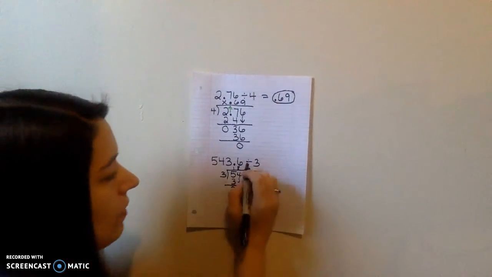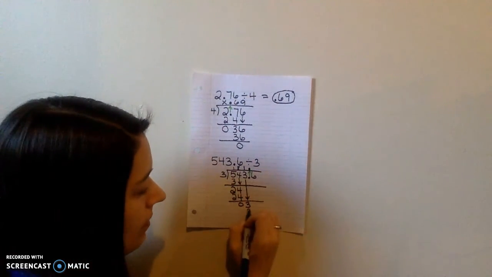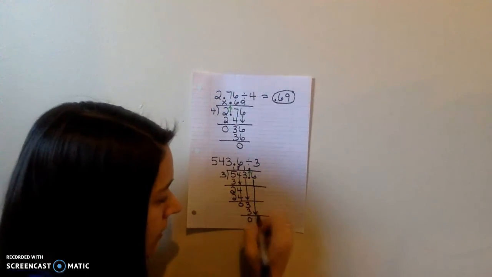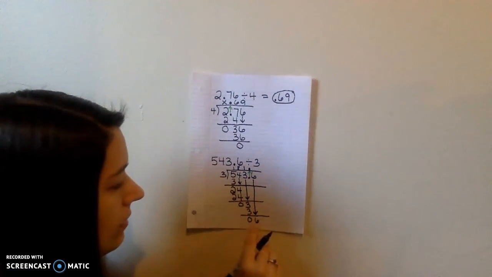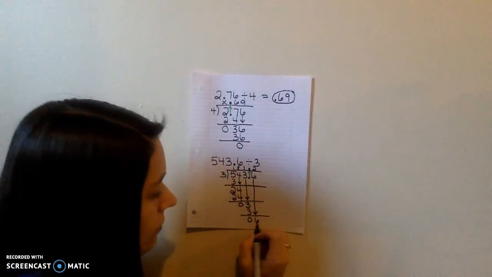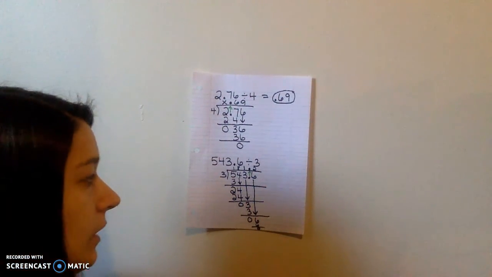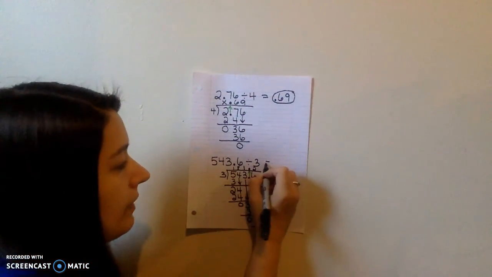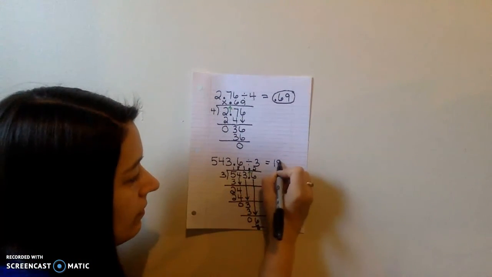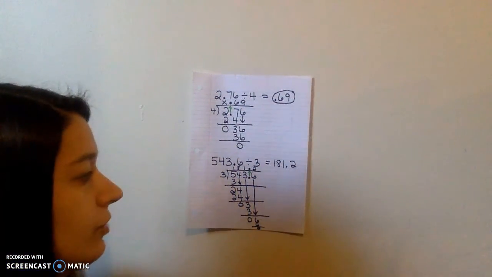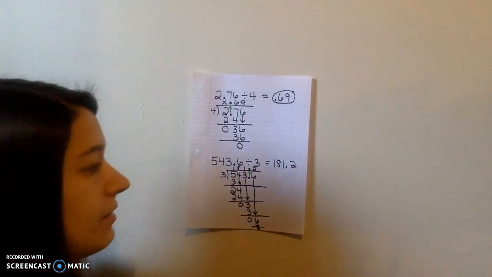3 goes into 3 one time. We end up with 0. We drop down our 6. And 3 goes into 6 2 times. And we end up with 0. If we end with 0, that's our final answer. So it's 181 and 2/10.